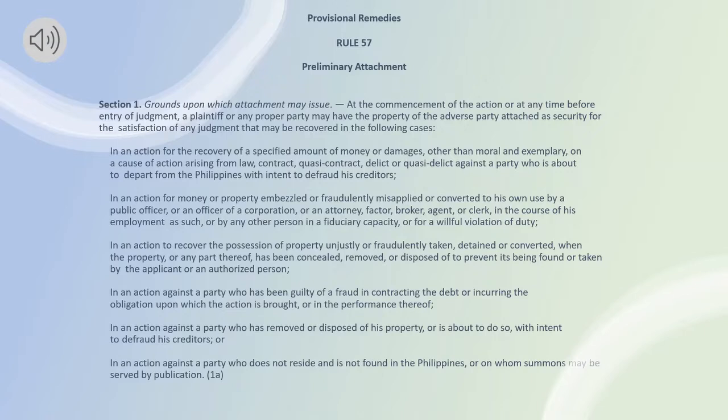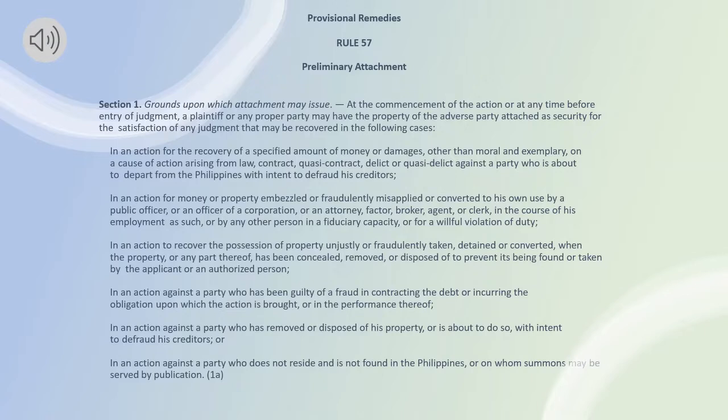(c) In an action to recover the possession of property unjustly or fraudulently taken, detained, or converted, when the property, or any part thereof, has been concealed, removed, or disposed of to prevent its being found or taken by the applicant or an authorized person. (d) In an action against a party who has been guilty of a fraud in contracting the debt or incurring the obligation upon which the action is brought, or in the performance thereof.